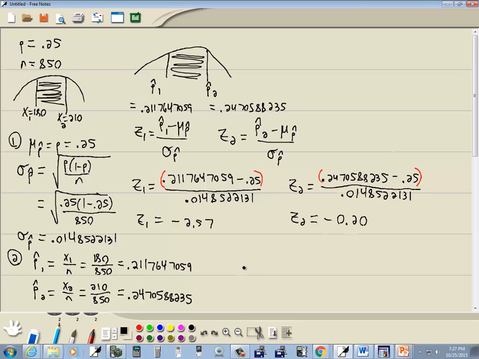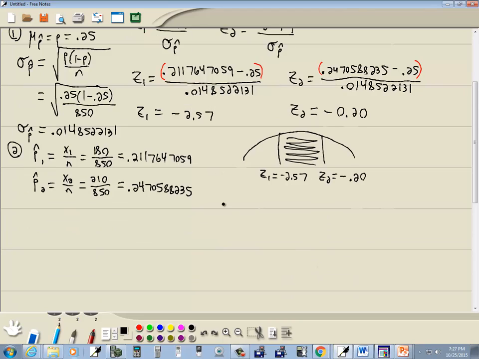Okay, so now our picture's changed. It's still shading in between. That never changes what it looks like, just the values underneath. And this value will be z sub 1 is equal to negative 2.57, and this one will be z sub 2 is equal to negative 0.20.